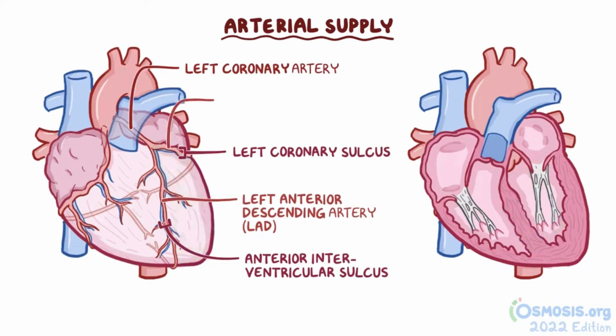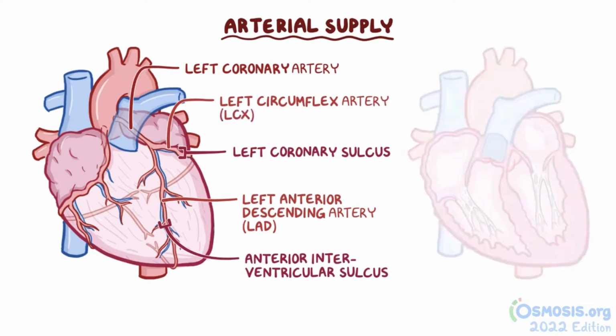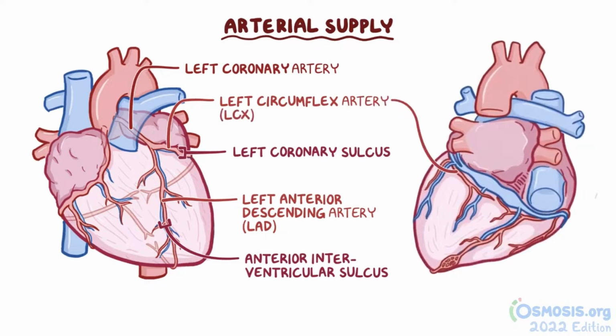The second branch is the left circumflex artery, or LCX. It goes along the coronary sulcus around the left side of the heart and supplies the left atrium and the posterior walls of the left ventricle.